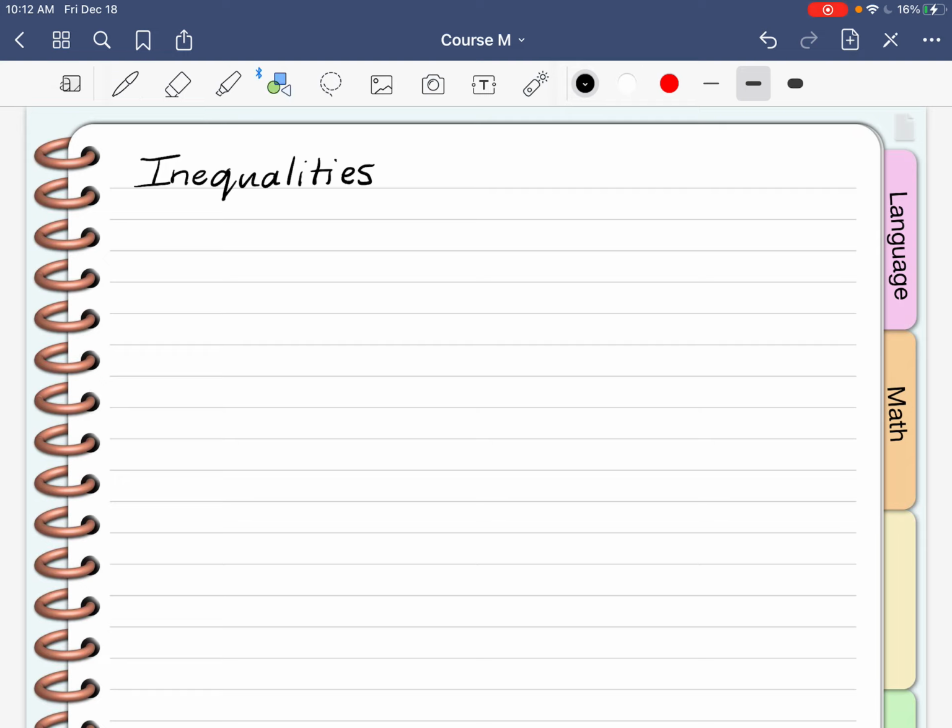Great news is that you already know how to solve these because you know how to solve equations. But there are a few things about inequalities that are just a little different. They're added steps. So we'll take a look at those as we go through these examples.